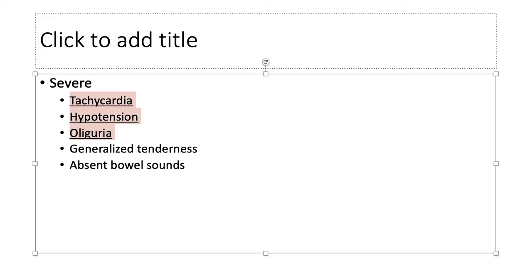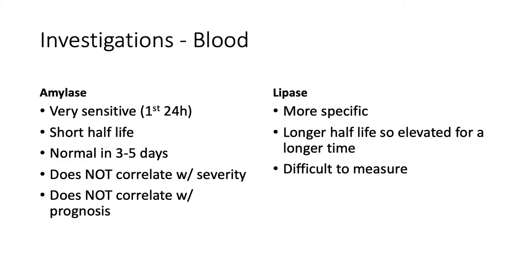Okay, so now we're done with the clinical manifestations. We're coming to the investigations. How can we diagnose acute pancreatitis? So we have three things. You can depend, in most of the cases, on the clinical picture, and you have some blood tests and the imaging.